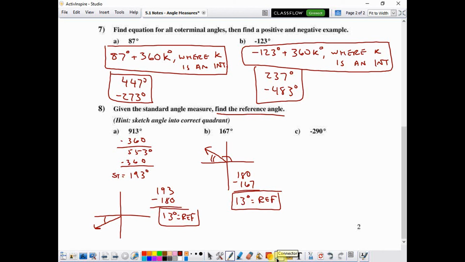And negative 290, what I'm going to do with that is add 360. Negative 290 plus 360 is 70 degrees. So that looks about like that, and that is its own reference angle.